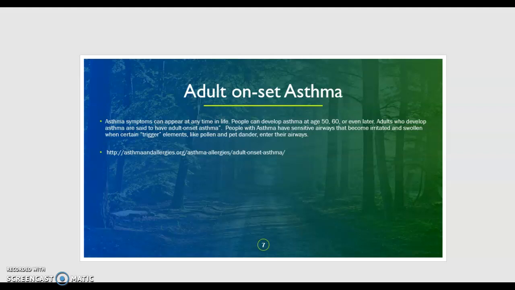Asthma symptoms can appear at any time in life. People can develop asthma at age 50, 60, or even later in life, like I did. Adults who develop asthma are said to have adult onset asthma. People with asthma have sensitive airways that become irritated and swollen with certain triggers, like pollen, pet dander, cigarette smoke, and also sometimes a change of season will irritate that as well, as an adult.